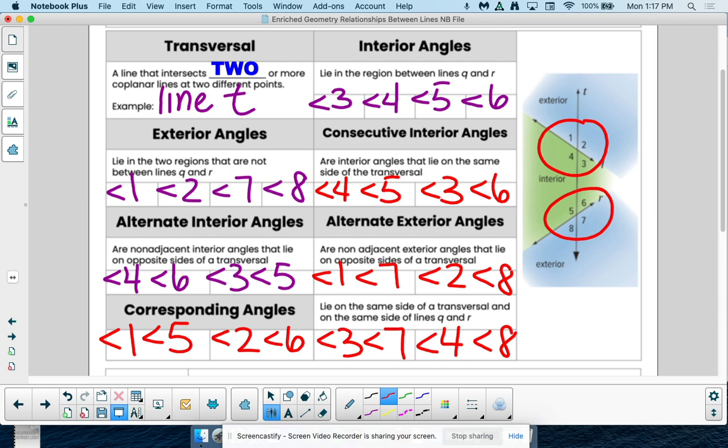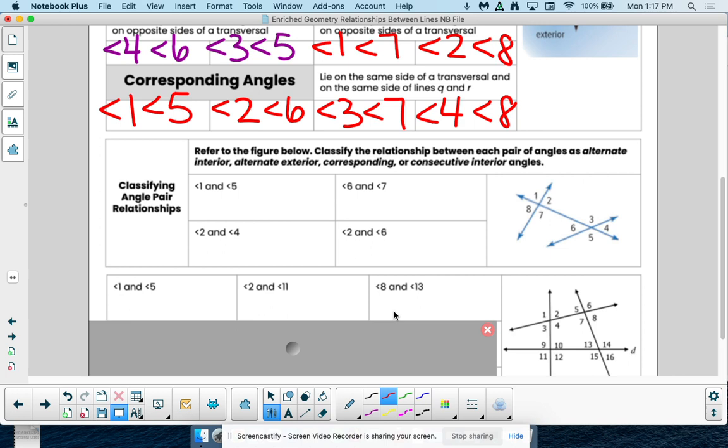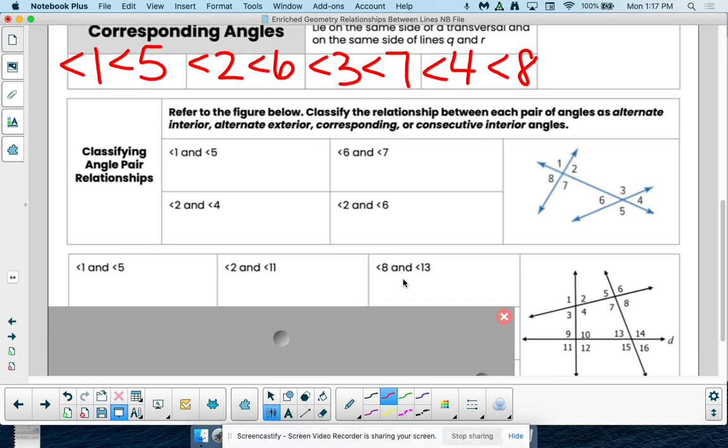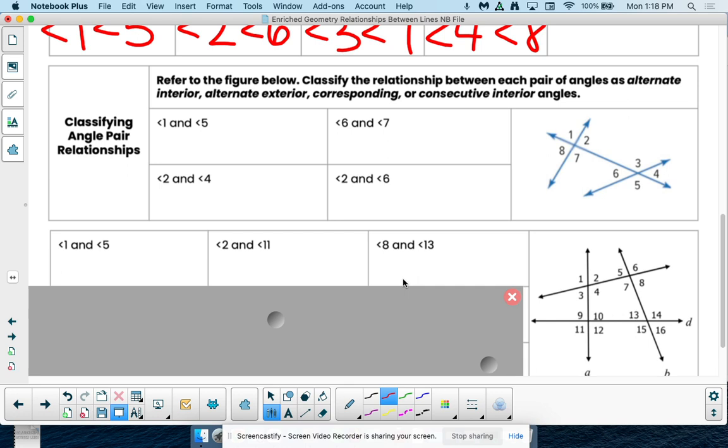So let's practice identifying these in a different kind of example. Okay. So what do you guys think 1 and 5 are here in this picture? Alternate exterior. Yep, alternate exterior. And you can abbreviate, I would probably always label it as that, alternate exterior. If you want to write the whole thing out, go for it. I just write too big for this board.